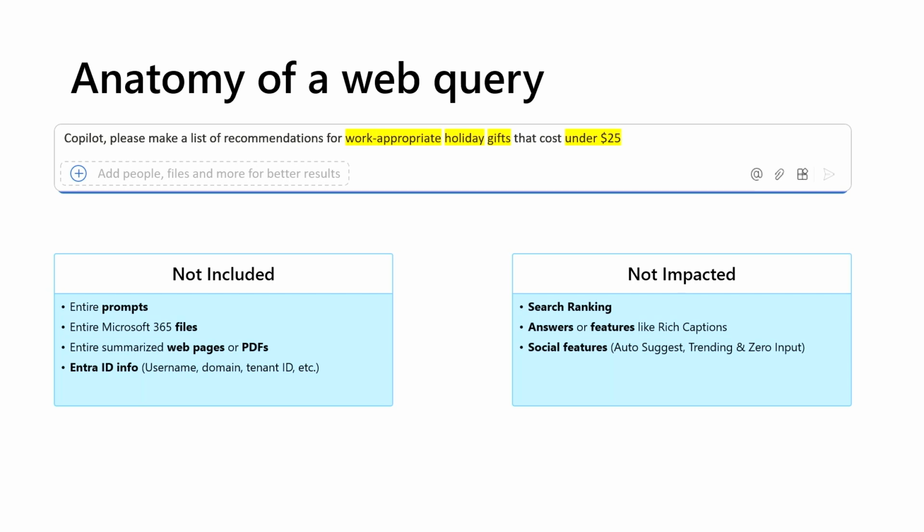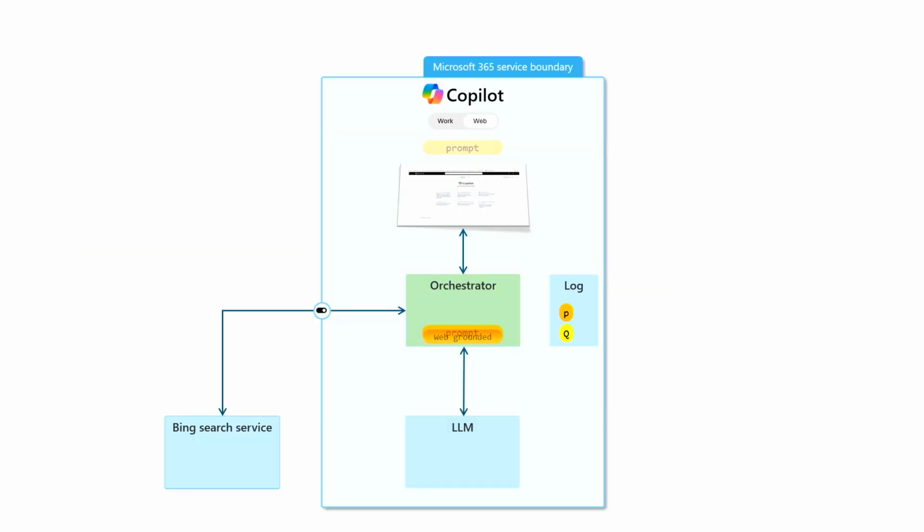It also doesn't impact a lot of the standard features of the Bing search service that you would anticipate that it might. So it's not affecting search ranking. It is not informing answers or social features. It really is kept entirely separate. And so you need to know that this is what is being done to a prompt when it's passed out to the search service. OK, so this is what I tricked myself into saying.